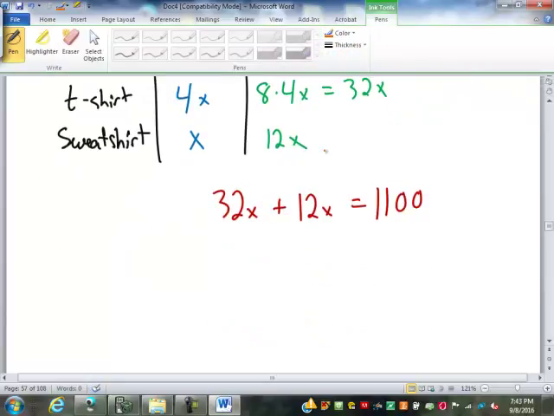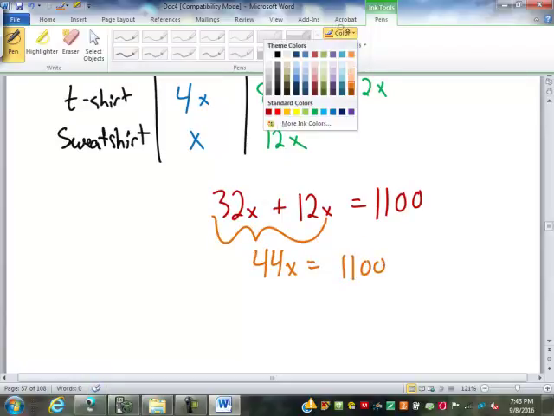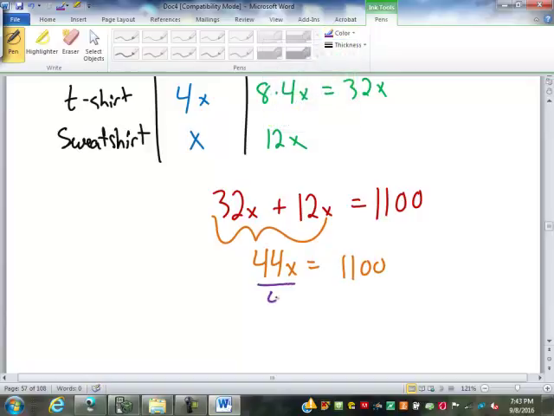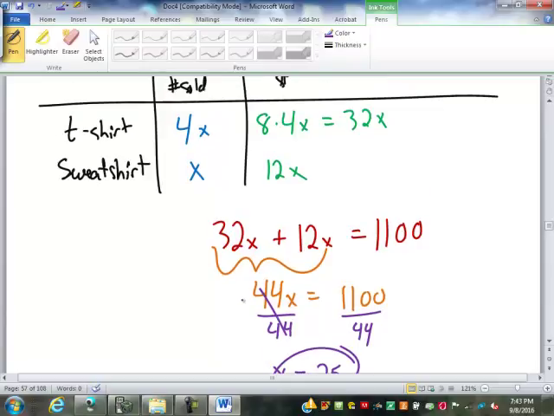And then 32 and 12 make 44x. And then divided by 44 gives us x equals 25. What's that tell us? 25 sweatshirts. And 4 times 25, or 100 t-shirts.